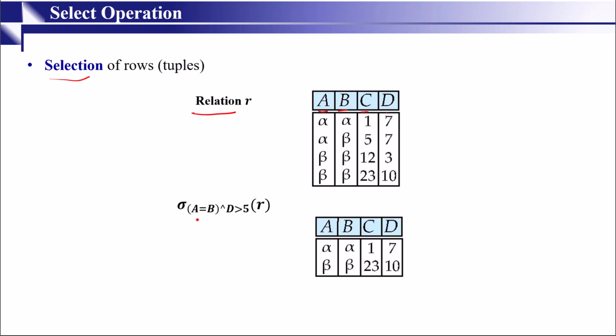Selection says A is equal to B and D greater than 5. It means A and B should be equal, and this is the AND operator, right? So in this one, A and B are the same, equal, and D is also greater than 5. So this will come to here. This one, A and B are not equal, so we do not select it. This one, A and B are equal, but D is not greater than 5, so not here. This one, beta and beta are the same, and 10 is greater than 5. So this one will come to here. It's a kind of filtering.